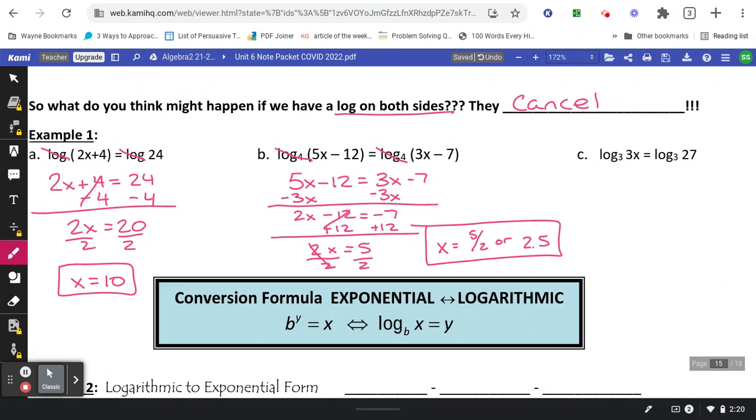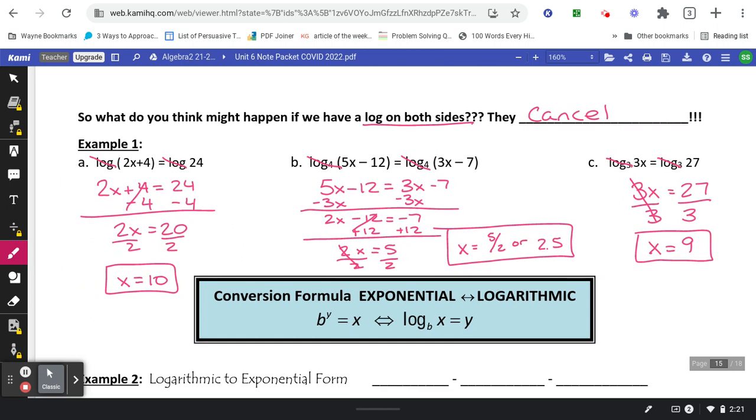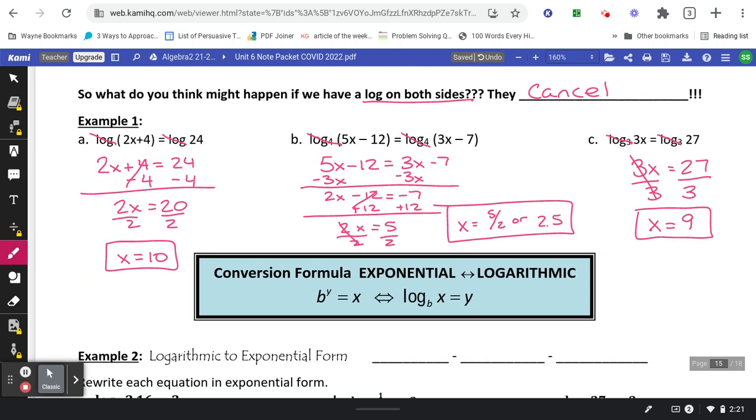Problem C, log base 3 cancels with log base 3. And this one's a much shorter problem. You only have one step. That would be to divide. 3x means 3 times x. So divide that out to get 9. So it's pretty simple where you have a log on both sides. You're just going to cancel it out.